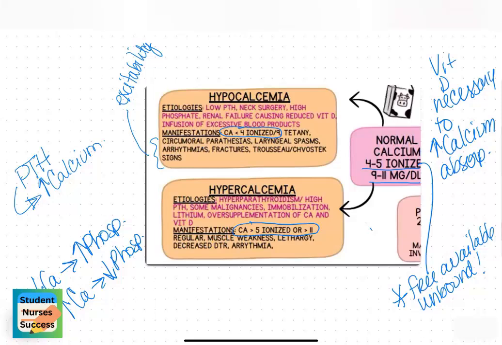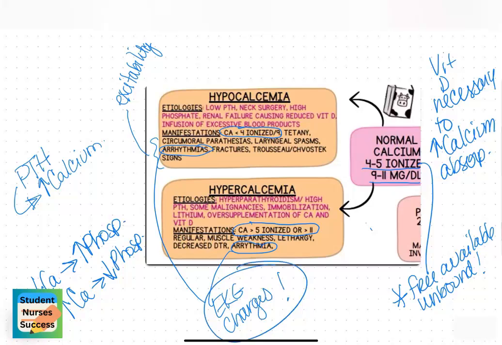What you should note here is in both cases, EKG changes or cardiac arrhythmias are manifestations. So again, when you have altered calcium levels, you should have your patient on a heart monitor.